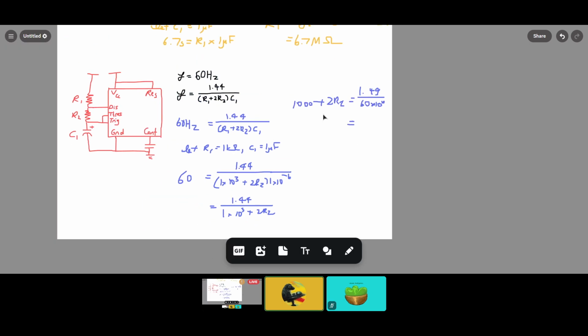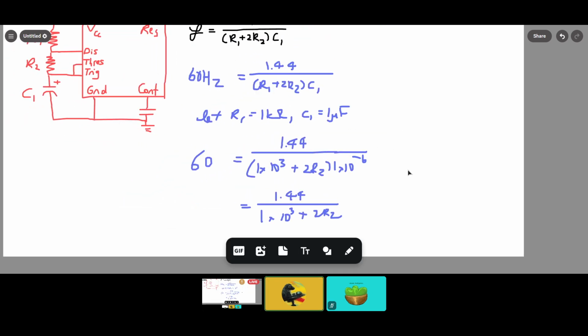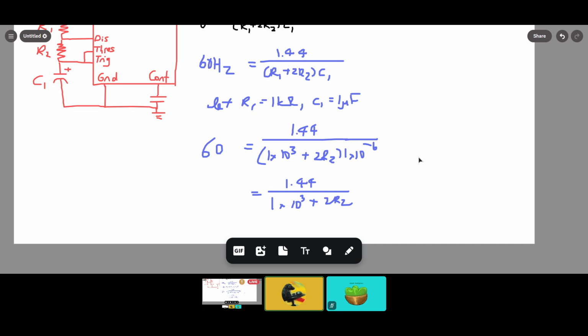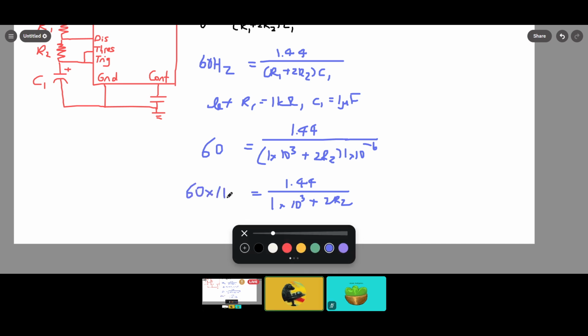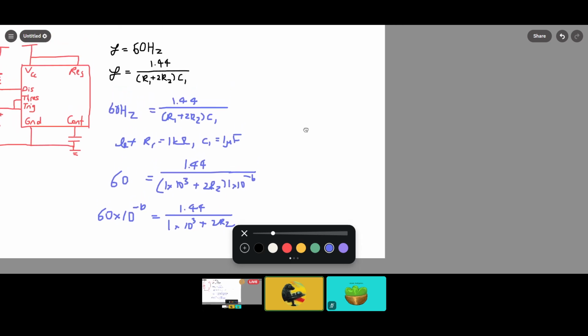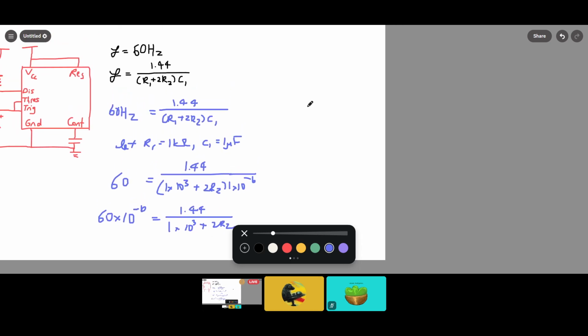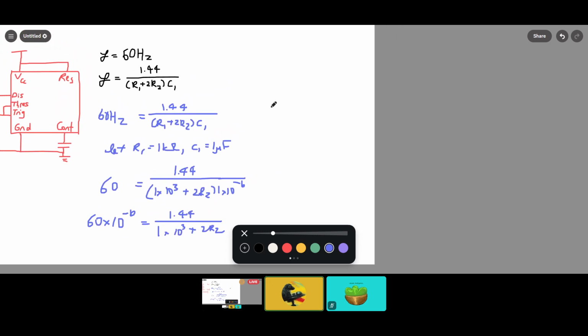Okay, so let's continue on with this chain here and let's see what happens. Sorry about that. So we get 60 times 10 to the power of negative 6. Then from here, we can do a swapperoonie. So we will get 1000 plus 2R2 is equal to, oh yeah, it works now.